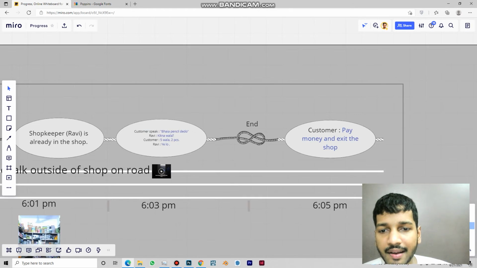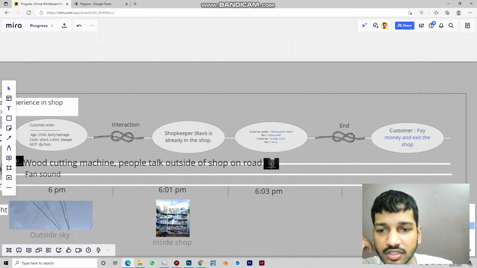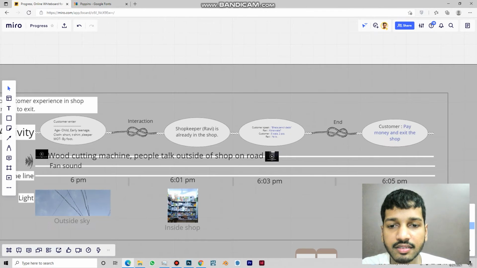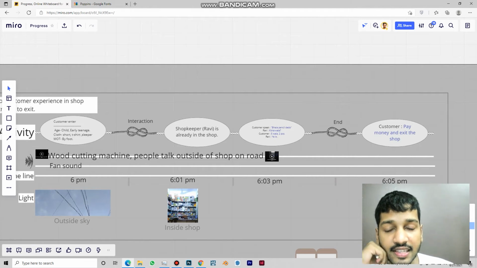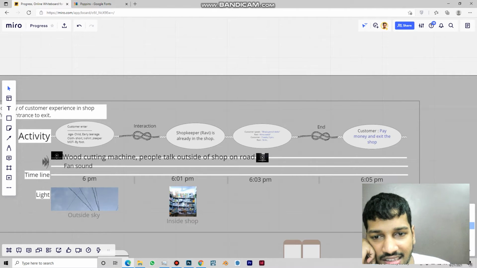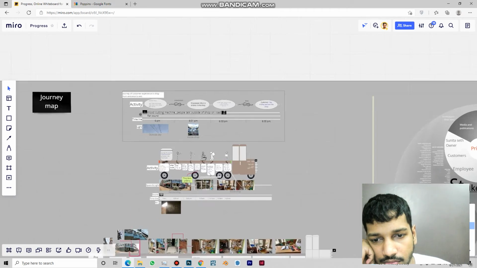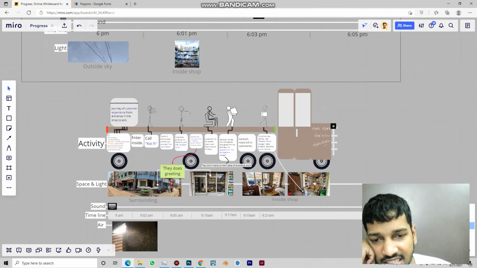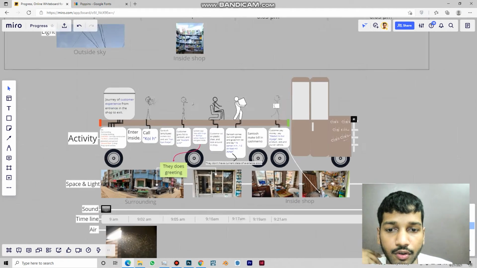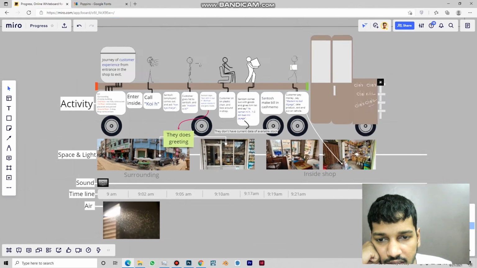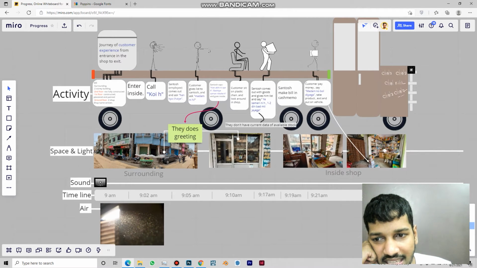And so the visual element that I took was this rope, which they have been using since the very beginning to tie all the goods for packaging and everything. So I use this for the interaction part, this is the ending part, and the customer pays money and exits. This is the second. I went into more detail on the activity that is happening, space and light around, sound, timeline, and air.